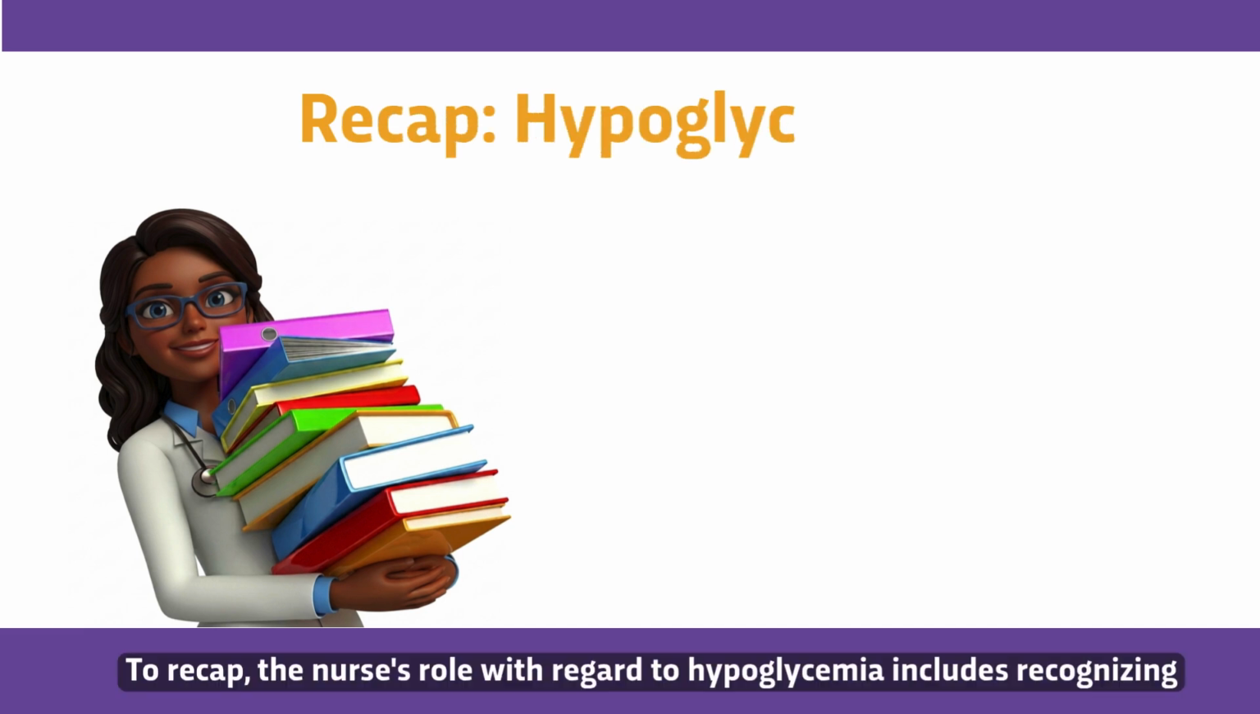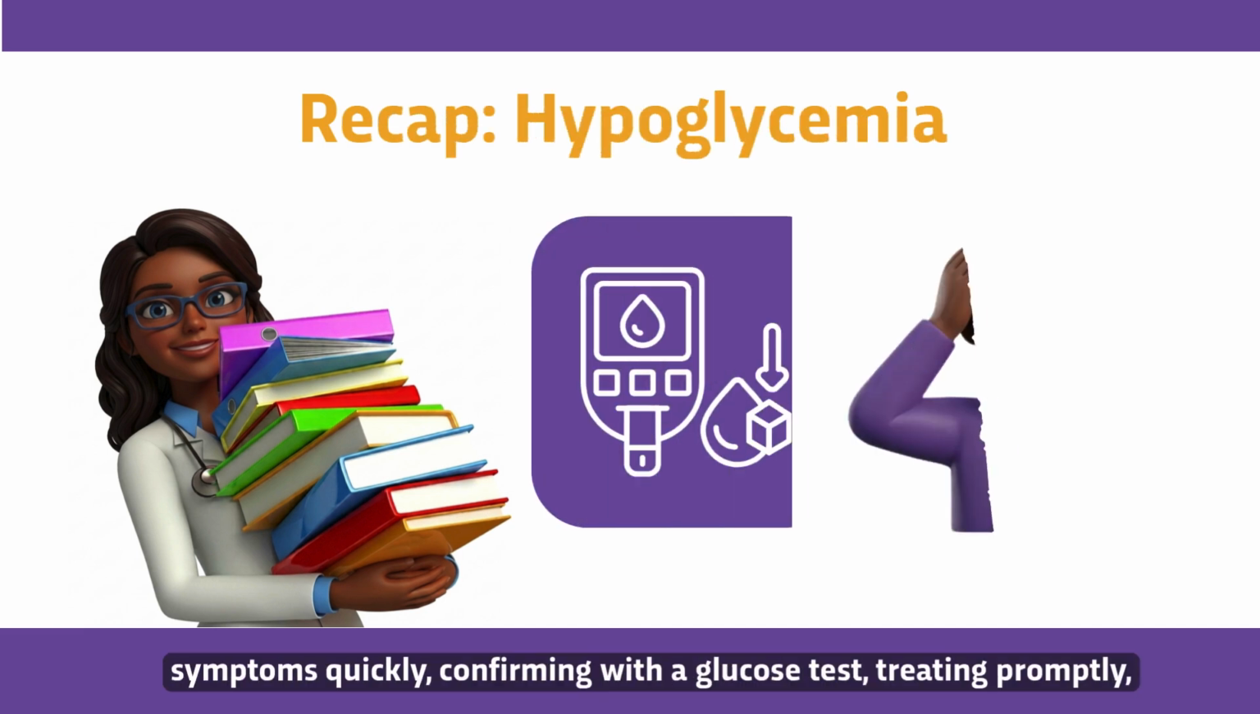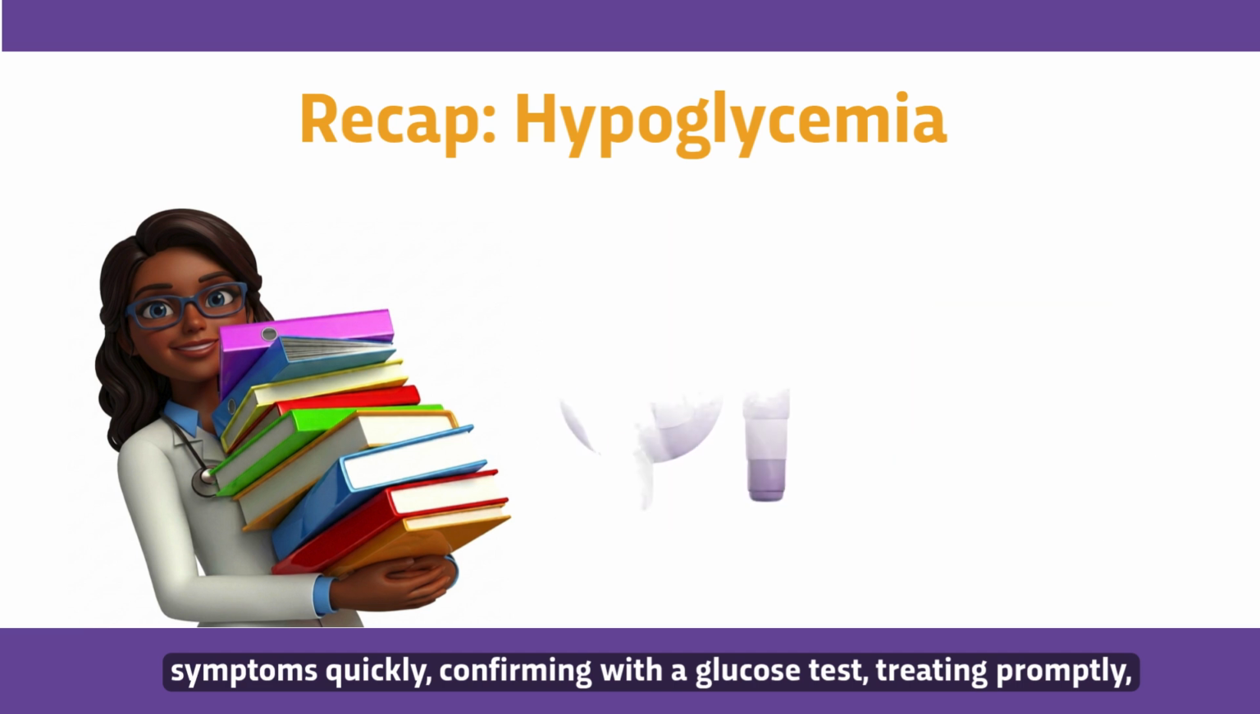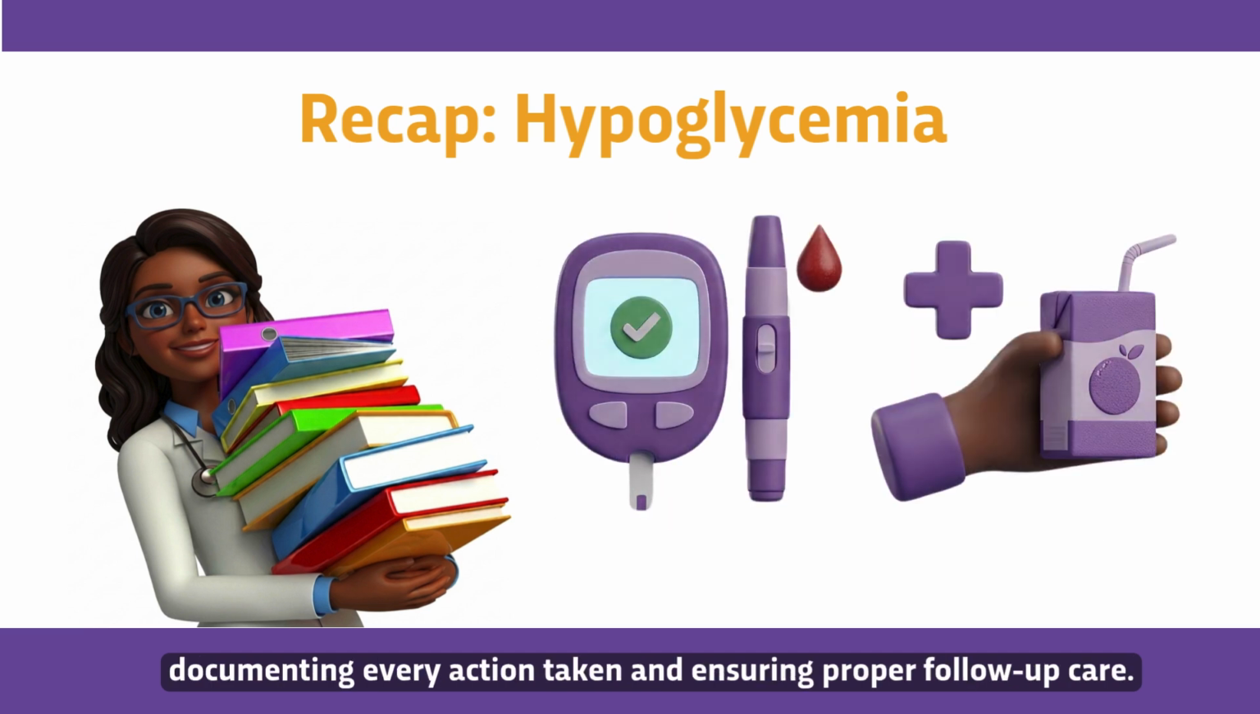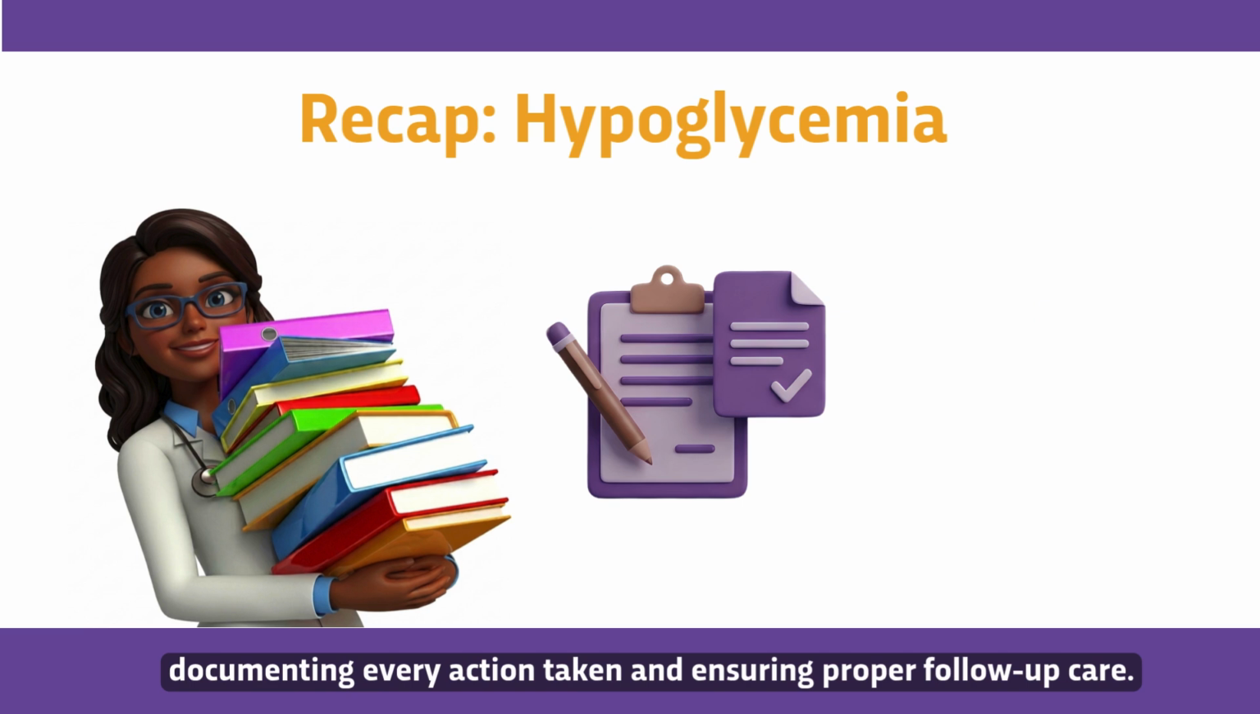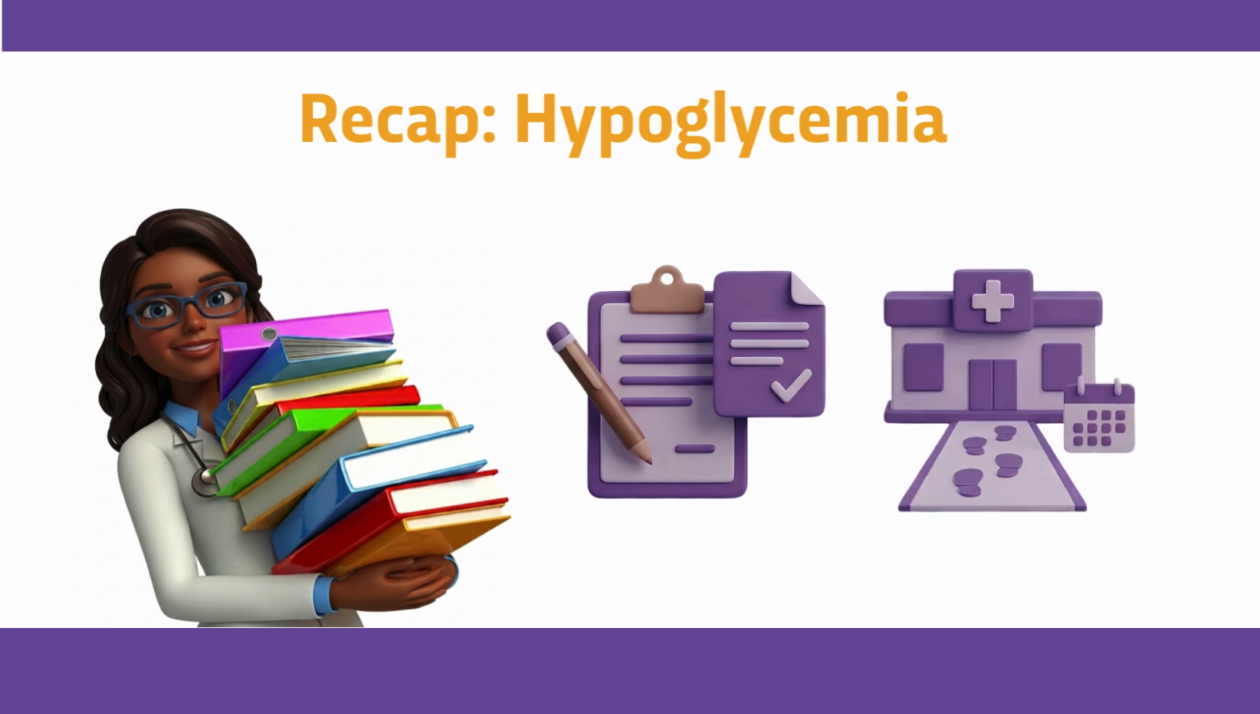To recap, the nurse's role with regard to hypoglycemia includes recognizing symptoms quickly, confirming with a glucose test, treating promptly, documenting every action taken, and ensuring proper follow-up care.